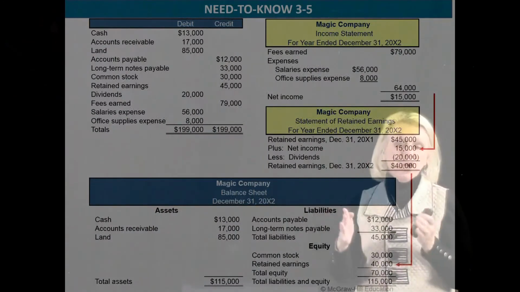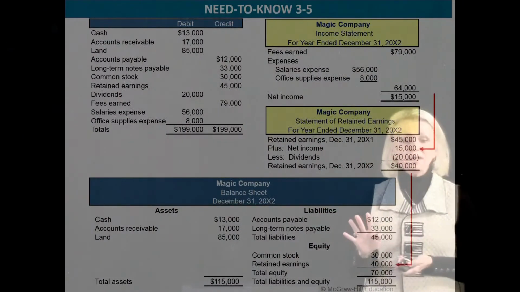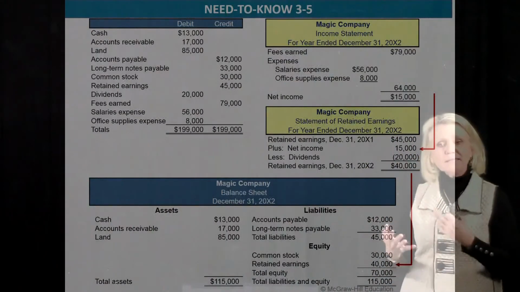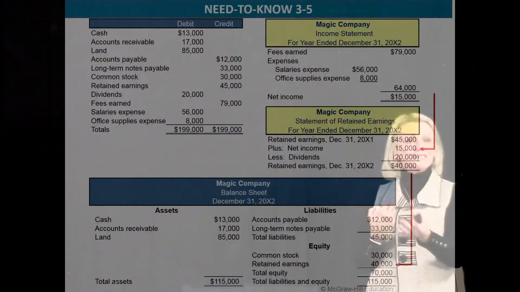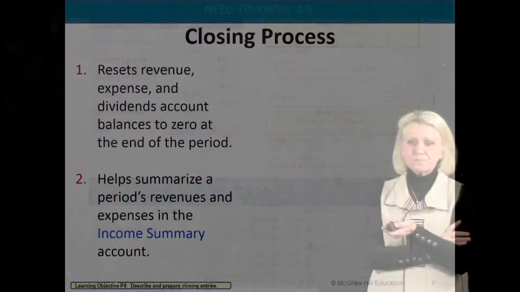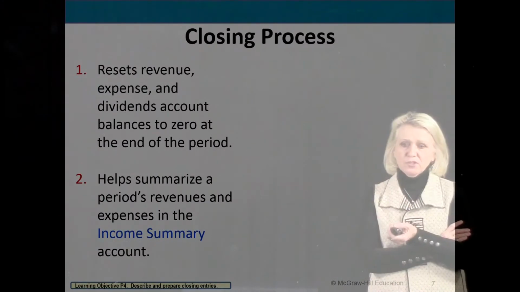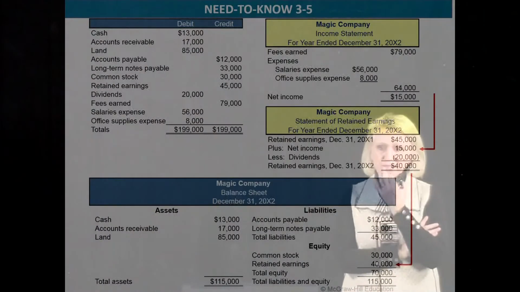You guys have done all this before, so this isn't new information. It's a repeat of information, but sometimes it takes a couple of times to really understand how the flow of financial statements works. All right, so now, actually, I'm going to go back one sheet because I need to talk to you about this for a second.